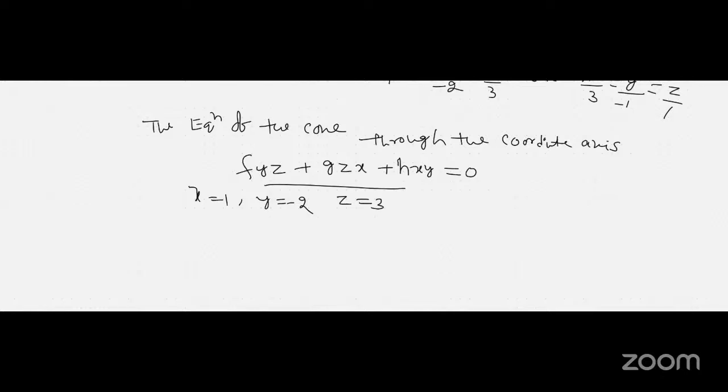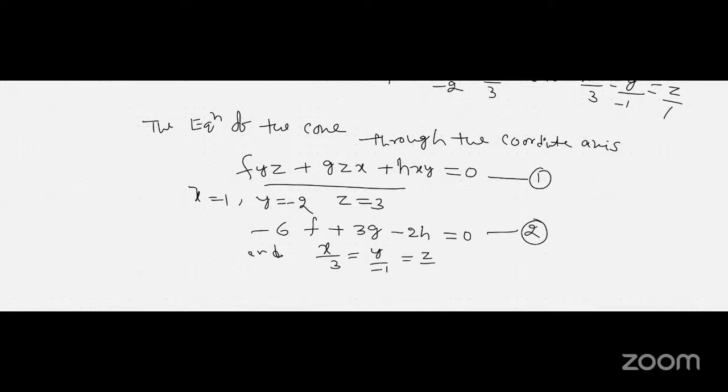Then we are getting minus 6f plus 3g minus 2h equal to 0. This is equation 1 and this is equation 2. And similarly, the second line. What is the second line? x by 3 equal to y by minus 1 equal to z by 1.